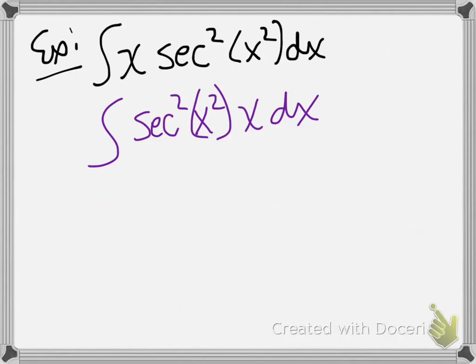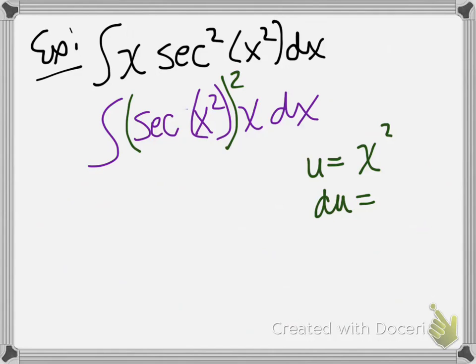One thing you might even want to do is erase the squared here and put this all together squared. And that's just personal preference. Okay, so if I'm trying to look for a u, the derivative of secant would be secant tangent. There's not a tangent in my problem, so I know I'm not going to use secant for the u. So let's try using x squared instead.